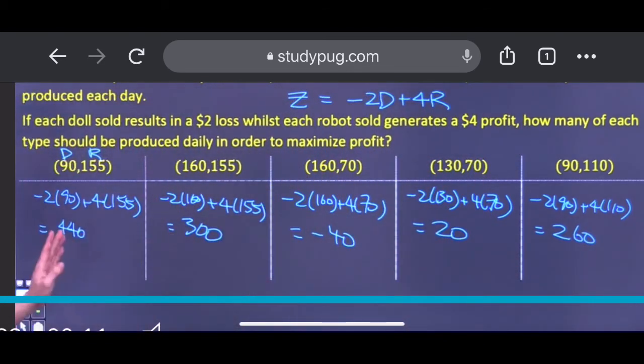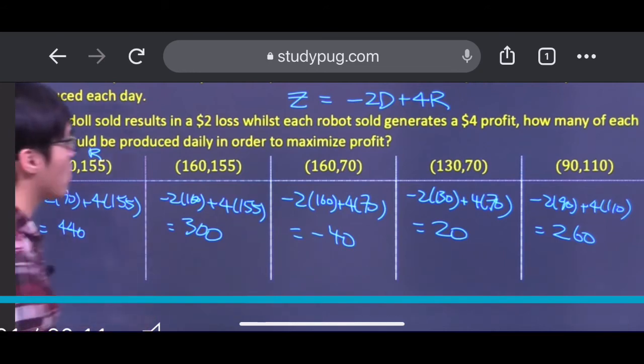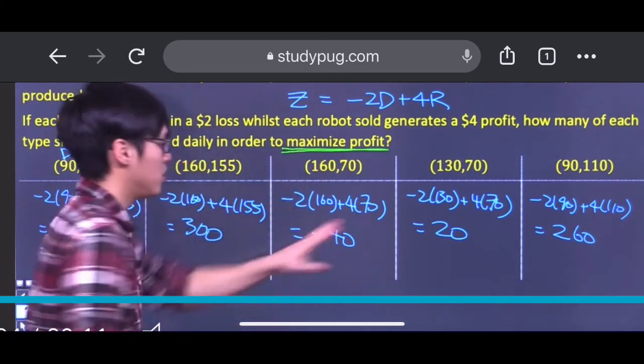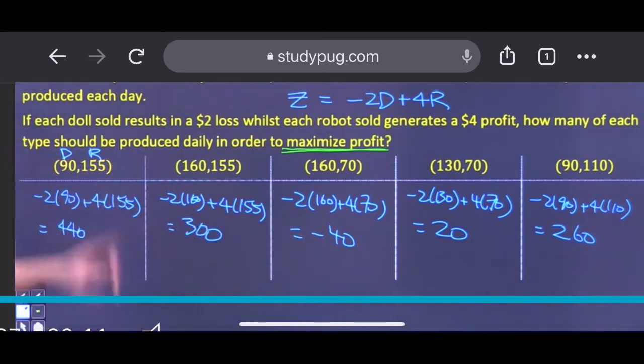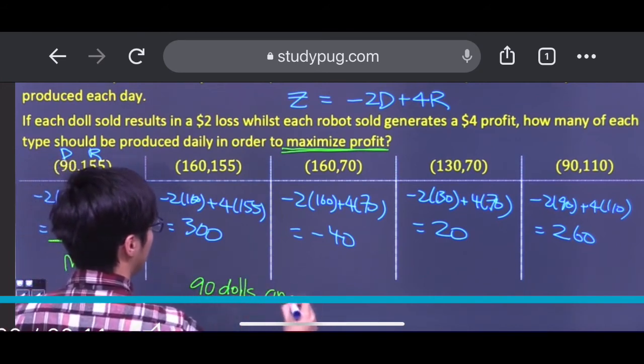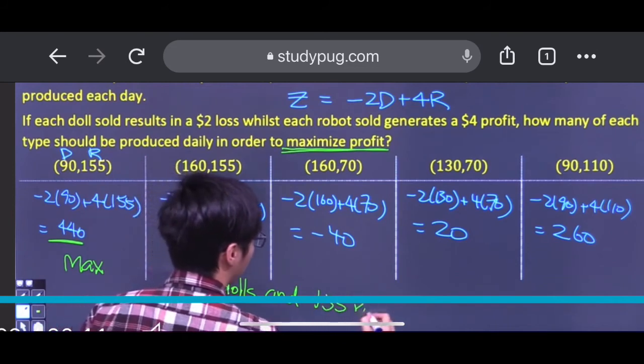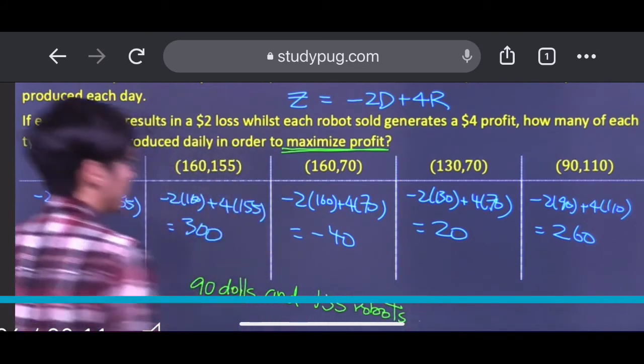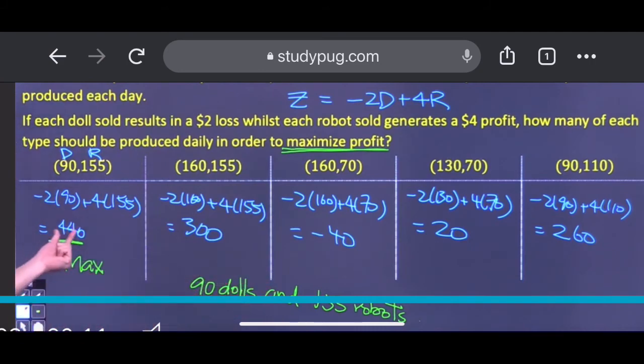Now make sure, don't forget our goal. Our goal is to maximize the profits, right? So these are all the profits. Which one is the maximum over here? Well, obviously 440 is the maximum. So if we want to maximize the profit, we will have to produce 90 dolls and 155 robots. So the overall answer is 90 dolls and 155 robots in order to maximize the profit. And if you produce this much, the profit will be $440.